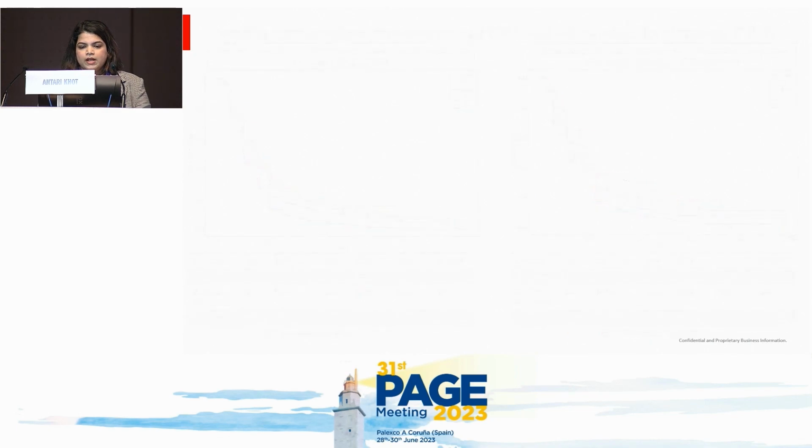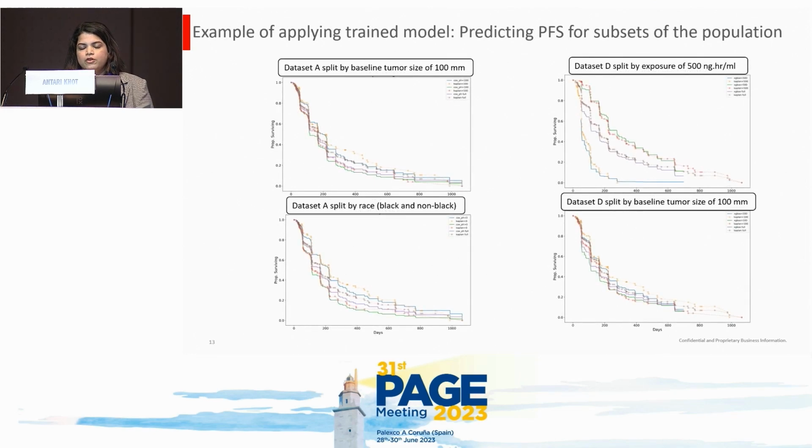And with that, after our model was all trained and we did test it, what was the point of it? We did test it in different subsets of population. So we entered a population that the model had never seen before, but we had a baseline tumor size. We split the data by baseline tumor size.